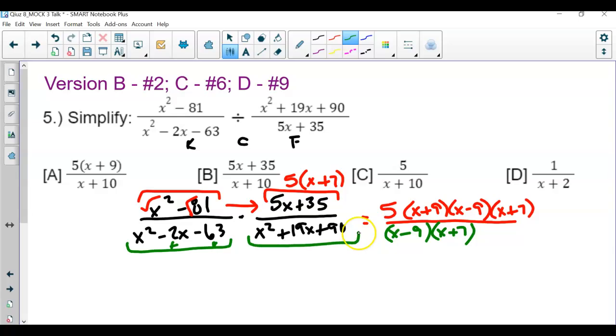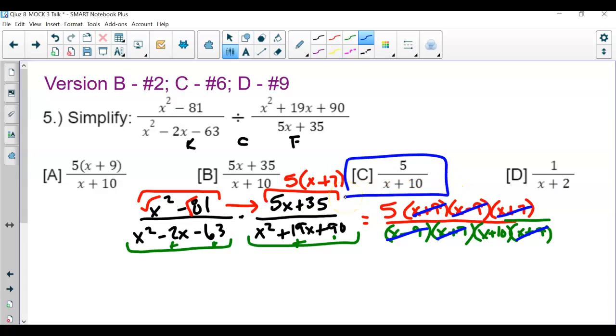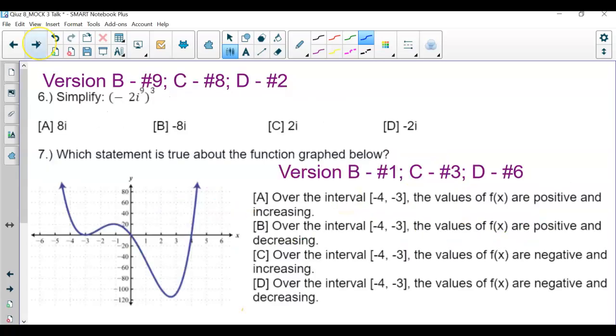So now I'm going to go to my next trinomial. Again, x squared is by itself, so I can go straight to parentheses. What numbers multiply to get 90 and add to get 19? 10 and 9. So x plus 10 and x plus 9. So now I can start canceling out. X plus 9, x minus 9, and x plus 7. Notice how you're just left with 5 over x plus 10. So that's why here the answer was C.